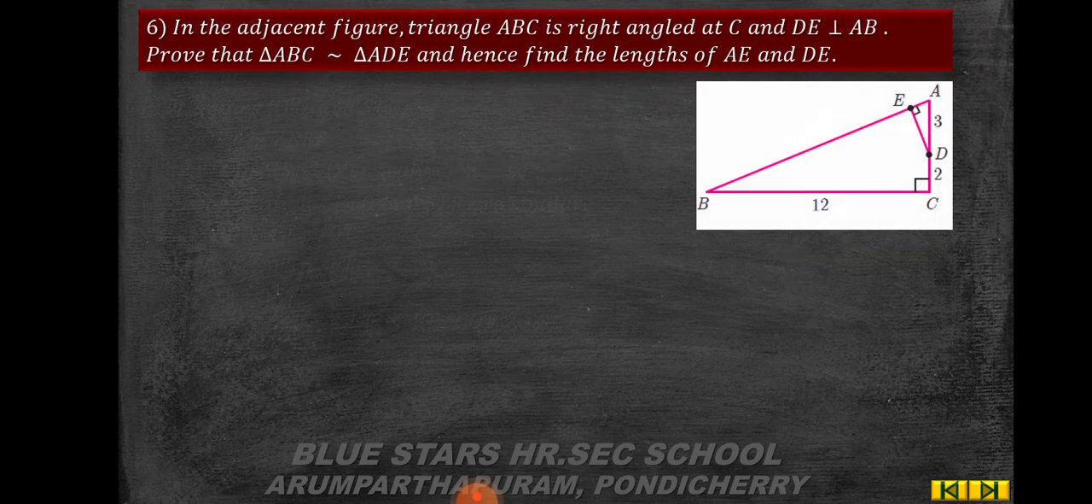Question number 5. In the adjacent figure, triangle ABC is right angled at C and DE is perpendicular to AB. Prove that triangle ABC is similar to triangle ADE and hence find the lengths of AE and DE.